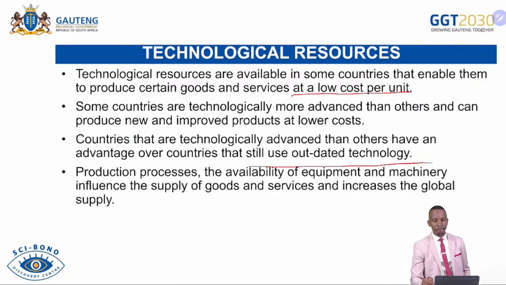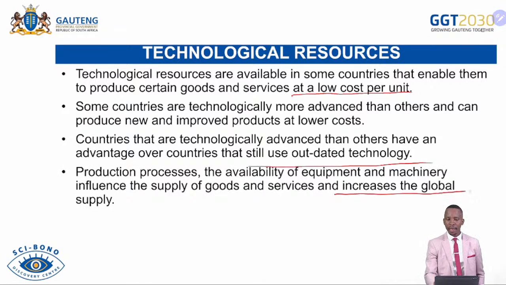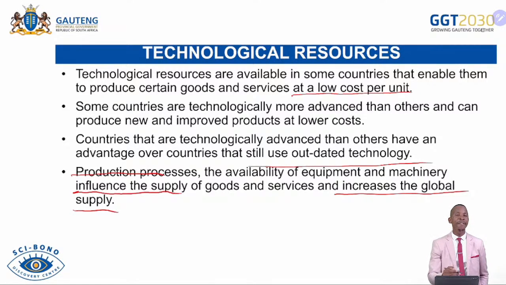Production process, the availability of equipment and machinery influence the supply of goods and services and increase the global supply. If ever the production process has machinery and equipment, that simply does what? It allows a particular country to dominate because it has relevant machines that are suitable to produce more goods in a short period of time.